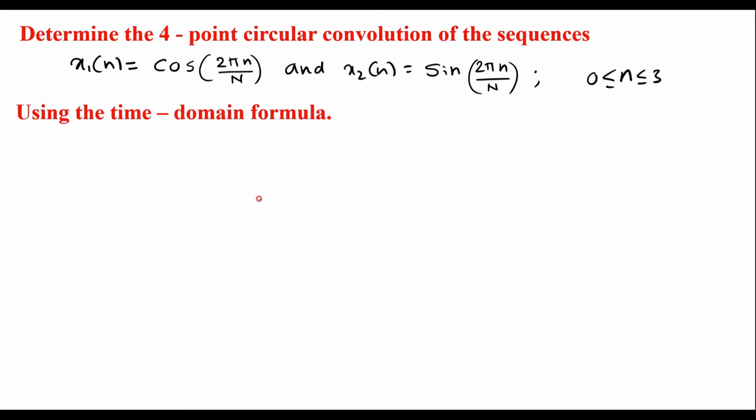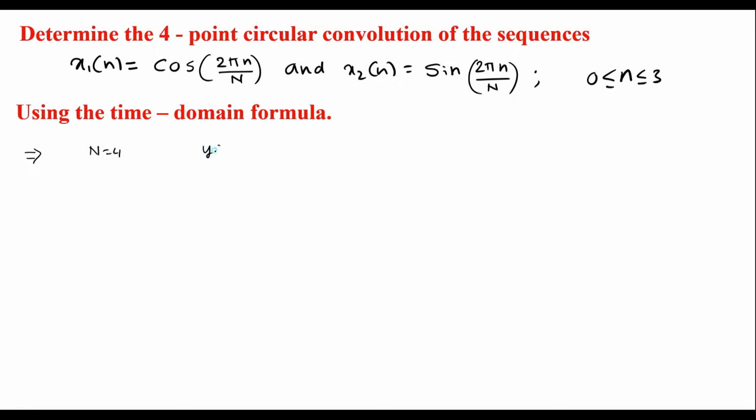In this lecture, consider one example on circular convolution. Determine the 4-point circular convolution of the sequences x1 of n is equal to cos 2 pi n by N and x2 of n is sin 2 pi n by N, where n varies from 0 to 3, using the time domain formula. So here capital N is equal to 4.